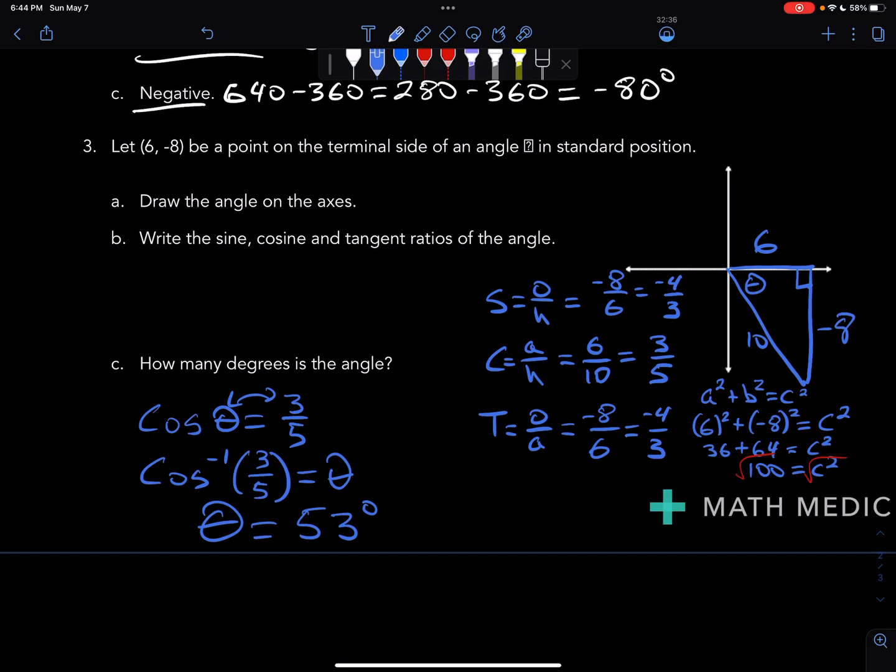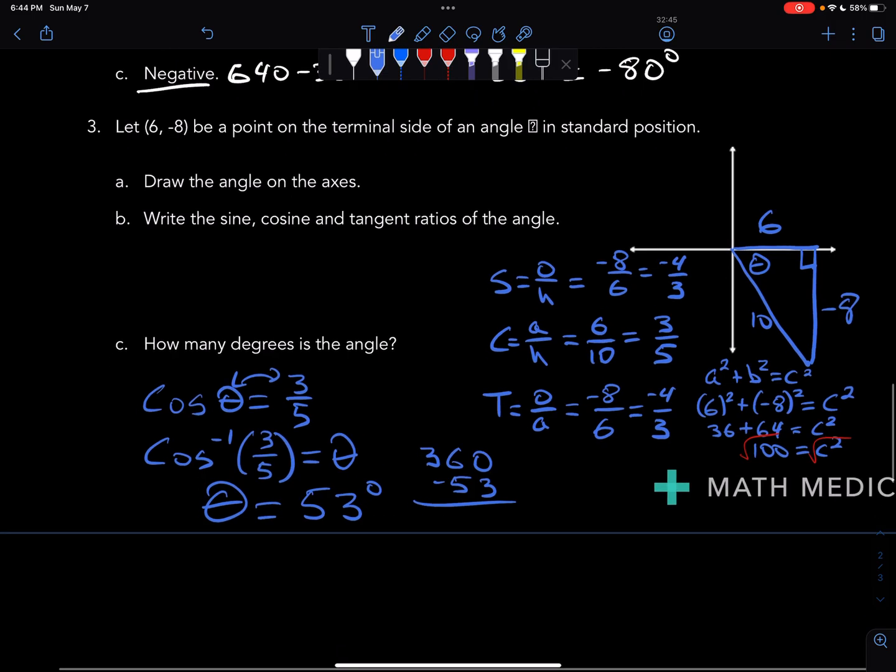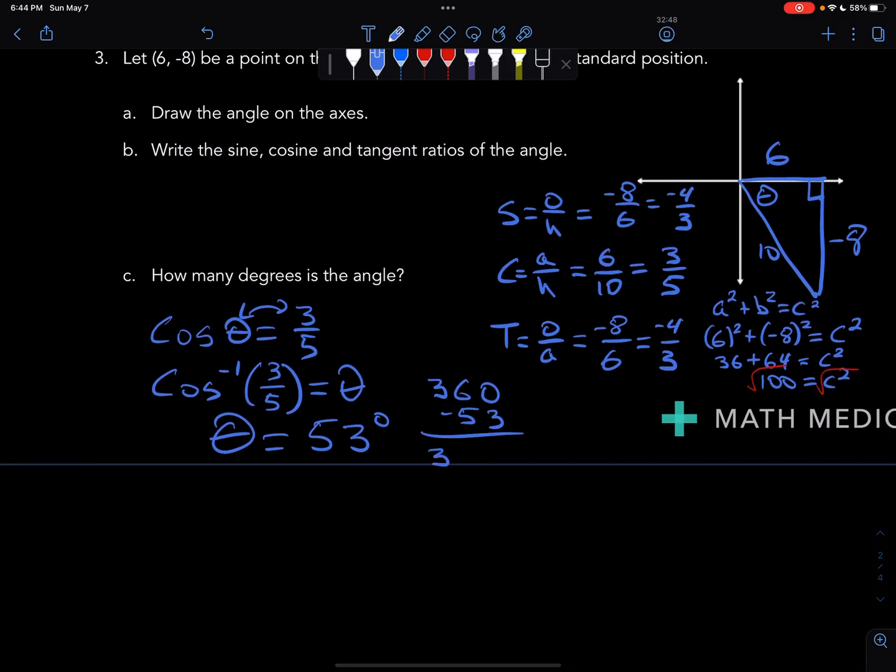So if we take 360 minus the 53 degrees, we get 307 degrees. So that's what this angle is right here, from the initial side to the terminal side. That would be 307 degrees. Draw that in.